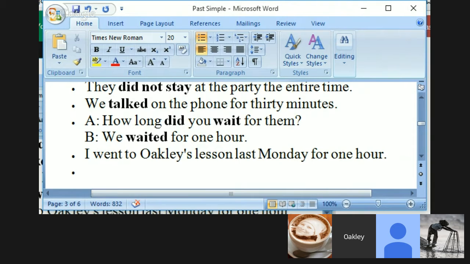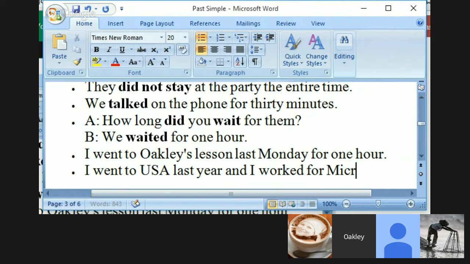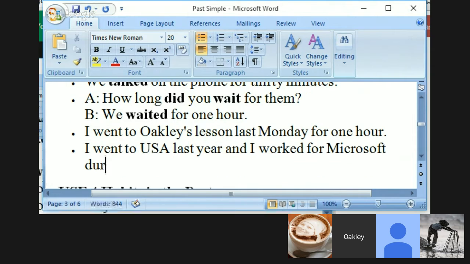Yeah. Go ahead. Just finish action. Stick on a time phrase to show duration. Yeah. I went to USA last year, and I worked for Microsoft, for example, during 15 days.